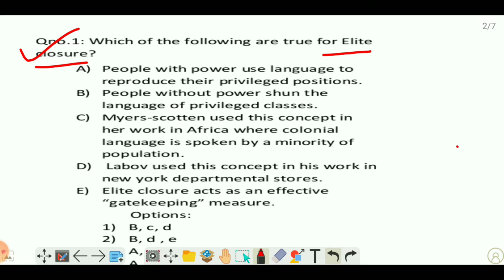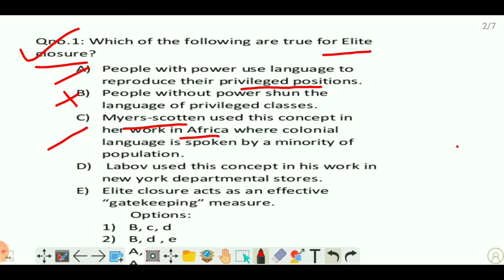So option number A is true, that people with power use language to reproduce their privileged positions. They want to retain their positions in the society. Option number B is also true. And option number C is also true because it was Myers-Scotton who first used this concept in her study in Africa, where she was studying the colonial language spoken by the minority of the population over there. Option number B is wrong: people without power shun the language of privileged classes. So it is wrong.